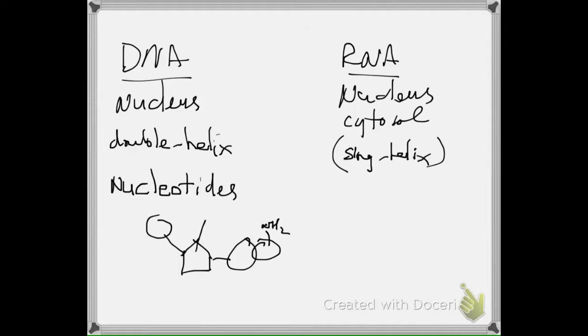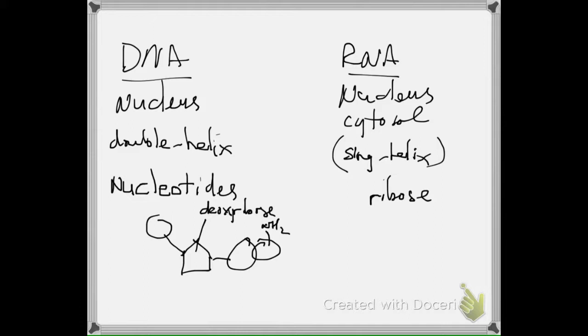In DNA, what kind of sugar is it? Deoxyribose. And in RNA, it is actually ribose. Deoxy means it's lost an oxygen. So we have a ribose sugar in RNA, and in DNA we have a deoxyribose. We've lost an oxygen.